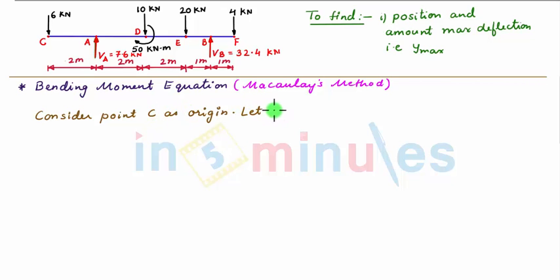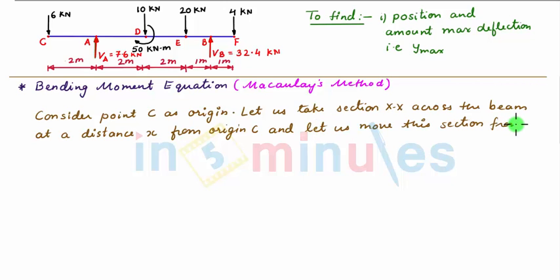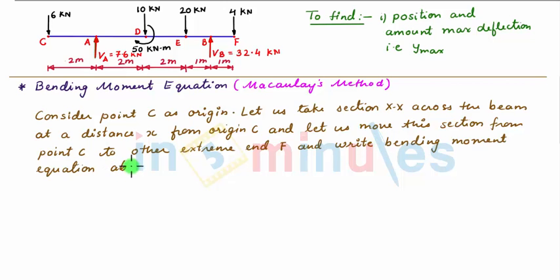Let us take a section XX across the beam at a distance x from origin C, and let us move this section from origin point C to the other extreme end F and write the bending moment equation about section XX in a single equation applicable to all parts of the beam.